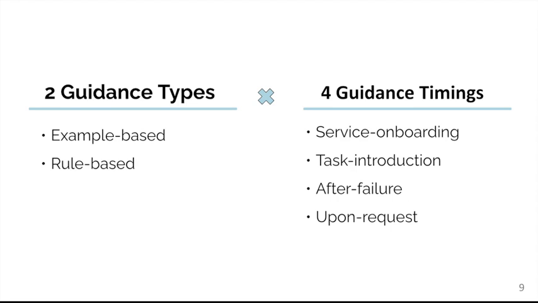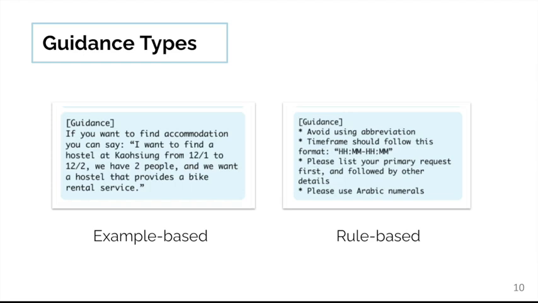In this study, we explore 8 combinations of 2 guidance types and 4 timings. The 2 guidance types are example-based and rule-based. Example-based guides users with an example of an utterance. Rule-based guidance is bullet points of syntax and format rules for the chatbot, such as avoiding using abbreviations.